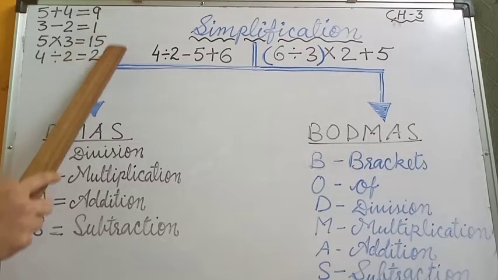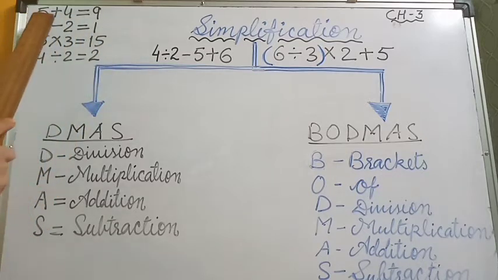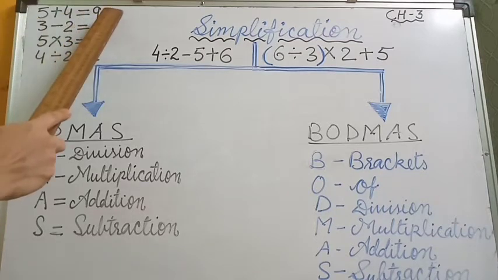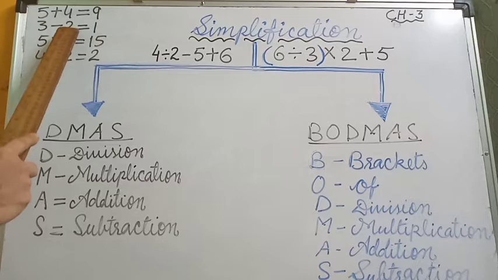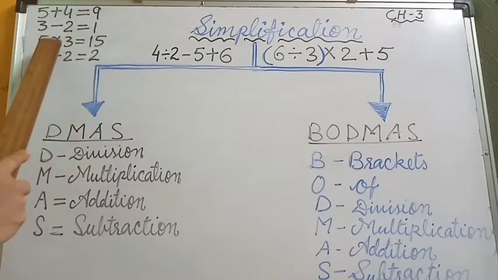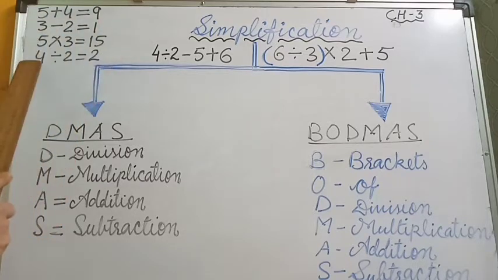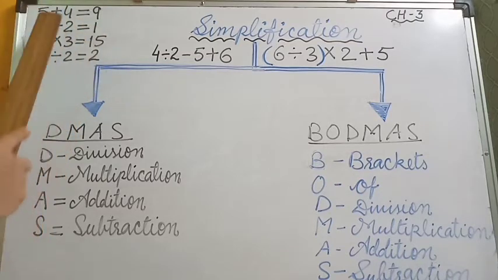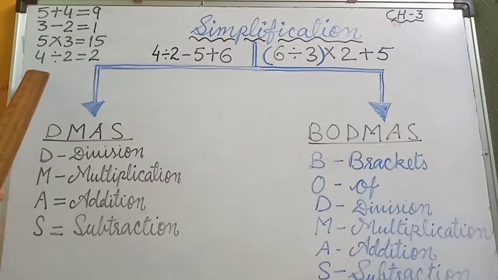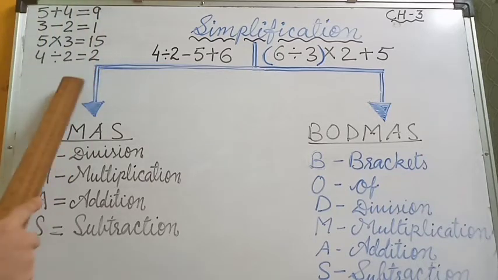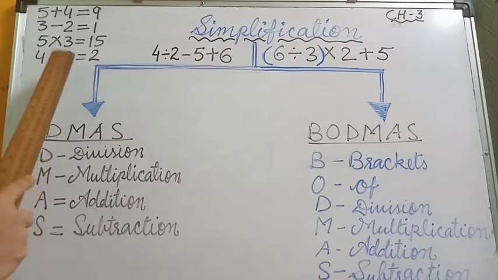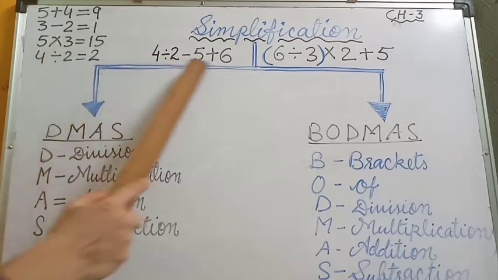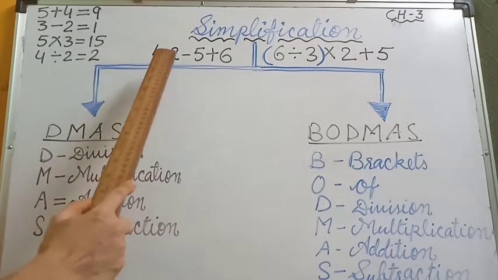Look at these expressions. Here we can see only one operation in the expressions, like 5 plus 4 is equal to 9, 3 minus 2 is equal to 1, 5 into 3 is 15, 4 divided by 2 is 2. In each expression only one operation is there. So it is very simple to get the solution. But what if any expression is having two or more operations?